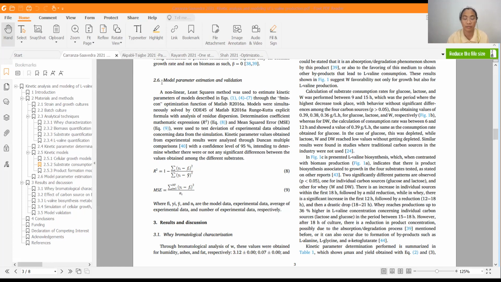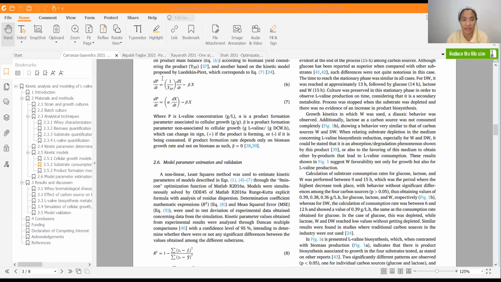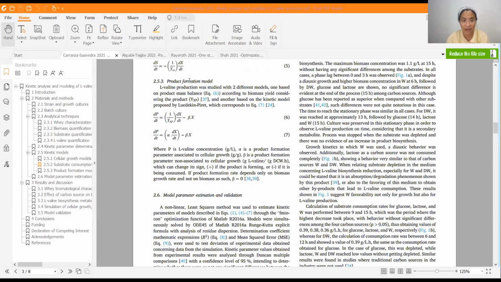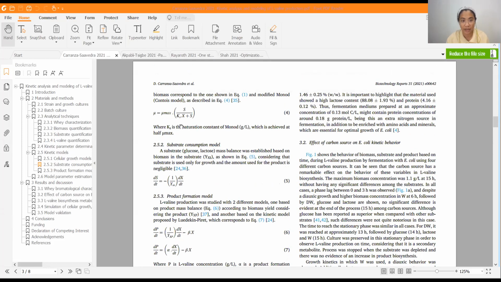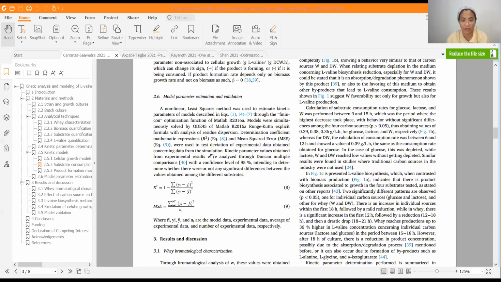In order to fit the data, they have to know the unknown parameters like Y, alpha, beta, Ks, and mu max. Those are the parameters that they have to vary to get to the point. The detail of how they do it will actually be covered next semester if you enroll in biochemical engineering lab, because we have the graph fitting and modeling there.